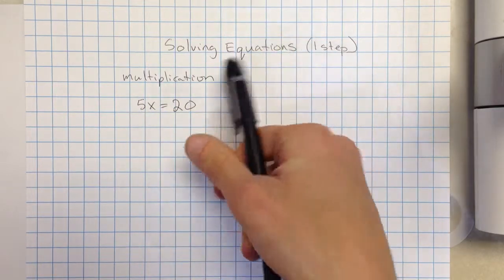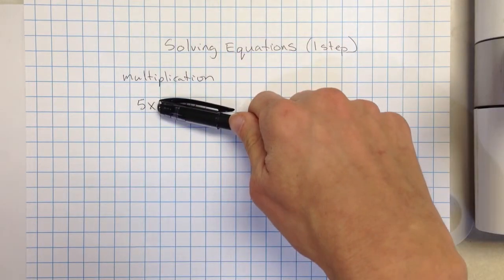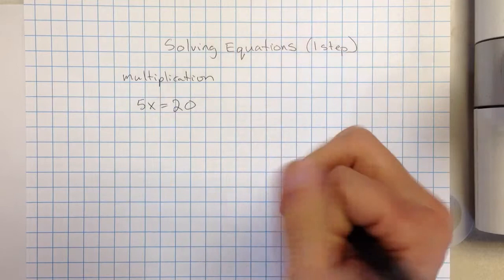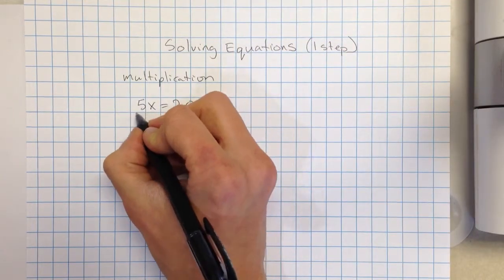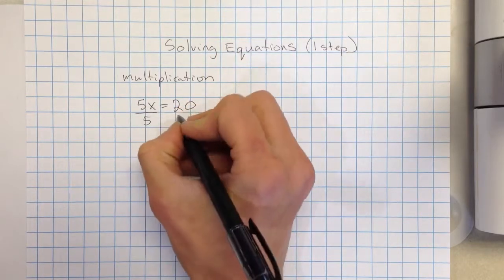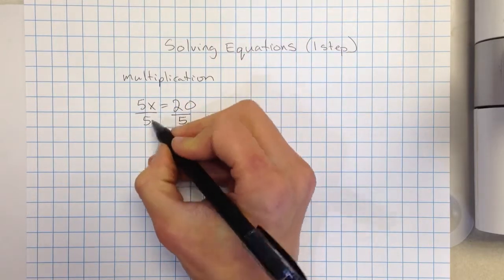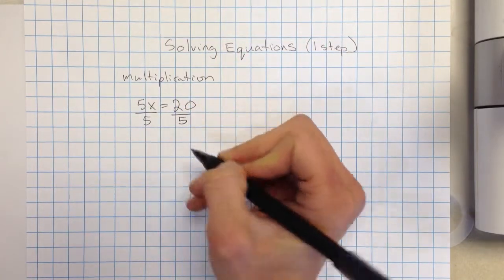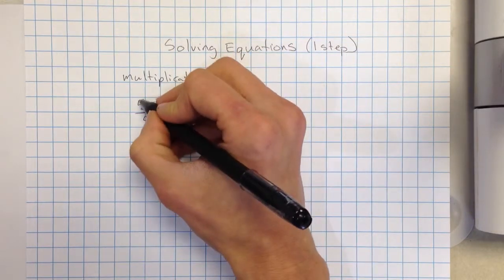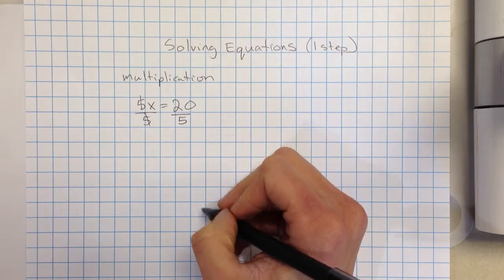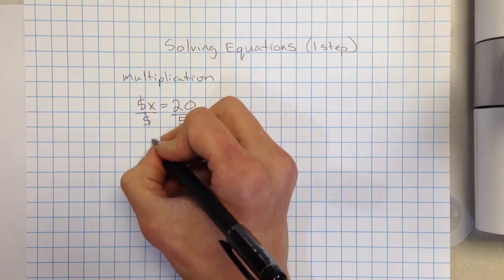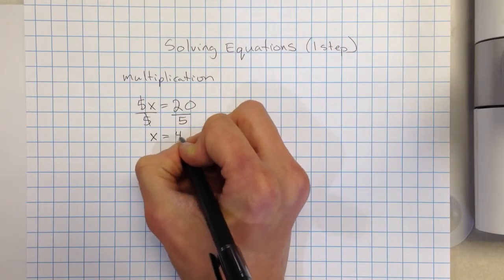And then I'm going to identify, well, what's the operation that is taking place right there? And it's multiplication. So I'm going to have to do the opposite or inverse of that. So in this case, I would want to divide each side by 5. Now, if I do something to one side, I have to do it to the other so things remain balanced. 5 divided by 5, those would cancel each other out. And then 20 divided by 5 would give me 4. So x is going to equal 4.